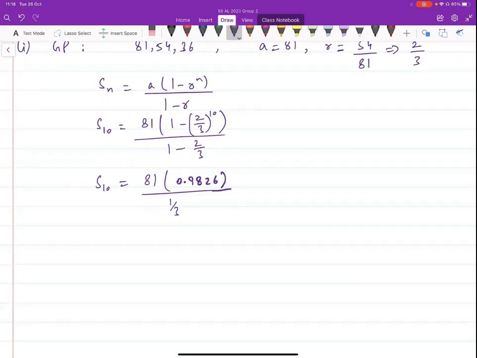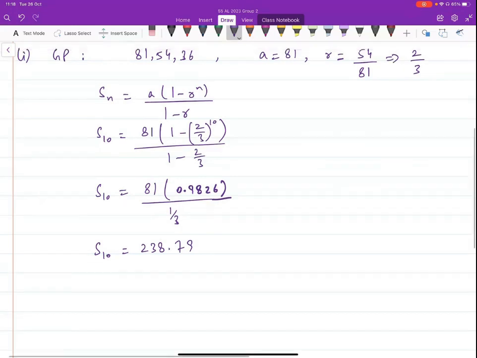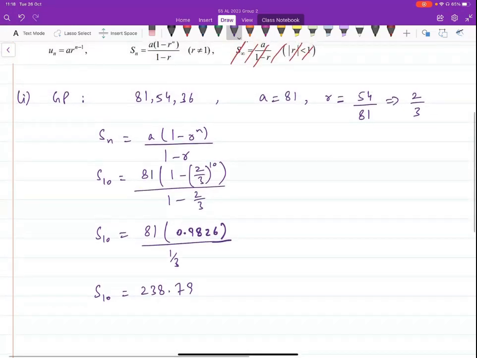So this is fine. And then you calculate your S10, 81 times 3 into 0.9826, and you see what you get from that. What do we get? 238.79. That is the sum of the first 10 terms. Okay, so just input values in the formula and you get a result.